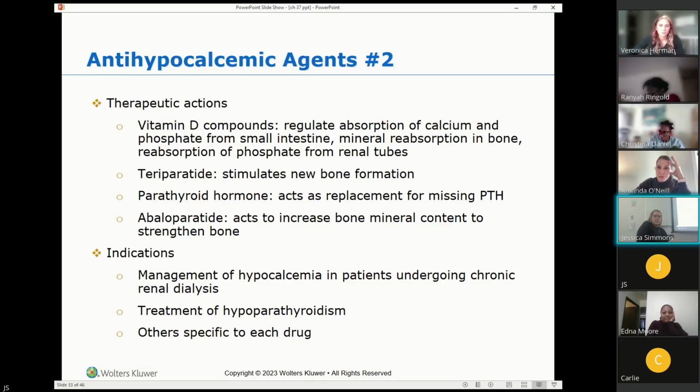Indications is management of hypocalcemia in patients undergoing chronic renal dialysis, treatment of hypoparathyroidism, and then other drugs. Others are specific to each drug.